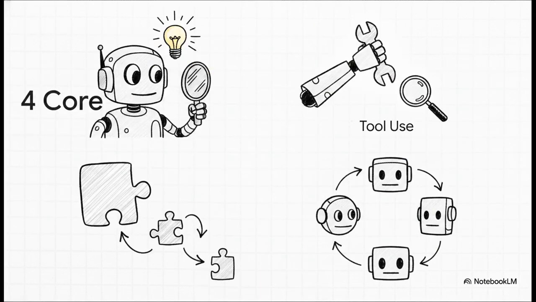AI pioneer Andrew Ng outlines 4 foundational patterns for these workflows. First up, reflection. Basically, letting agents critique their own work to improve it. Second is tool use, giving them API access to do things like search the web or execute code. Third is planning, prompting the LLM to break a massive complex task into a logical sequence. And finally, multi-agent collaboration, creating specialized roles, like having a researcher agent working right alongside a summarizer agent.